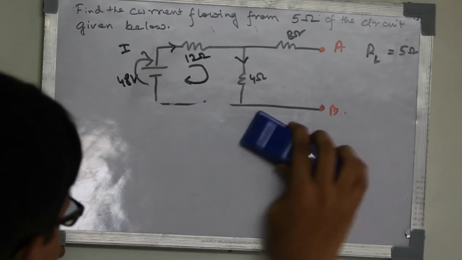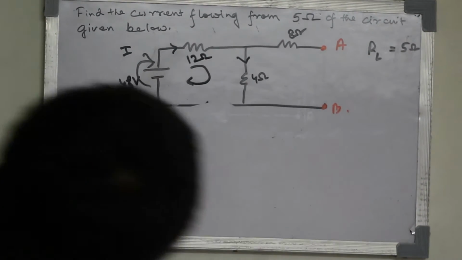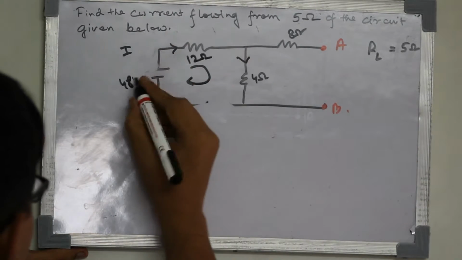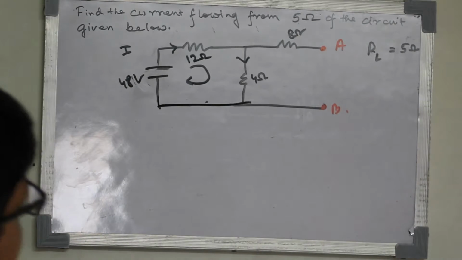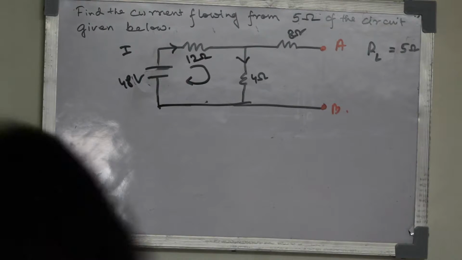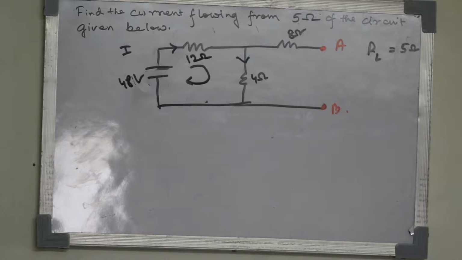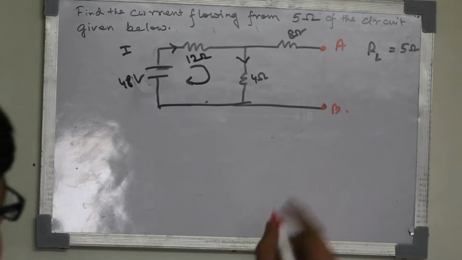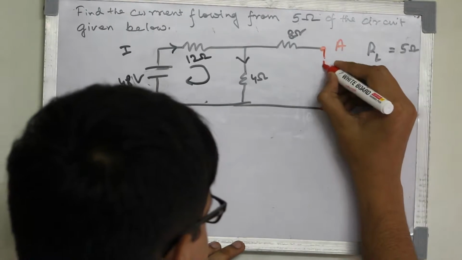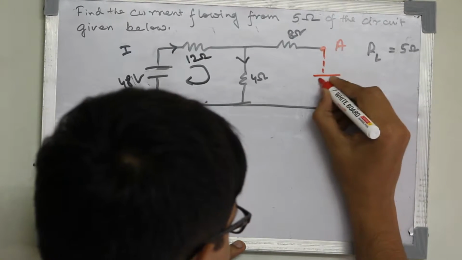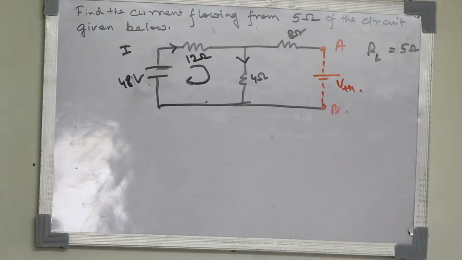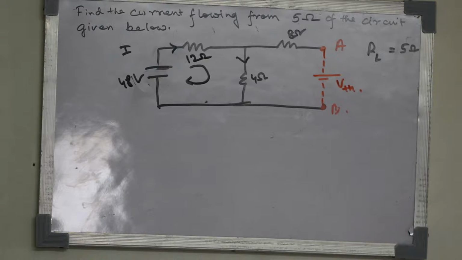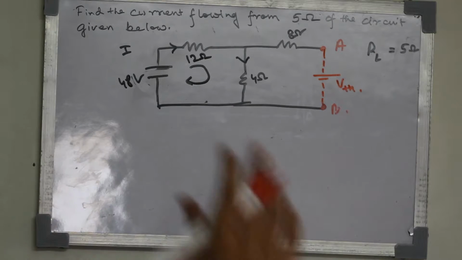Now I'll remove the 48 volt from here. Now in step number 3 we have to find VTH. What is VTH? VTH is the Thevenin's voltage. To find VTH, we have to create a circuit here, which is like this. This is our VTH. Now how to calculate VTH? We can calculate VTH by taking a mesh.